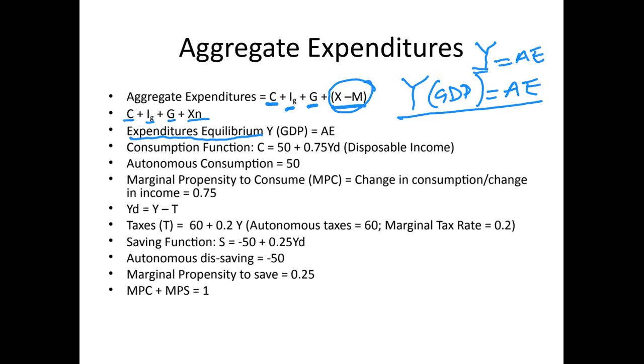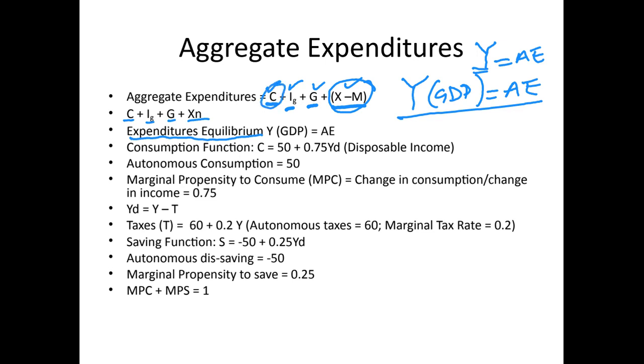Now, once we know expenditures equilibrium and aggregate expenditures, what we are going to do is study all these components individually. How? First, we start with consumption. What is consumption expenditure? So we write the consumption function, and this is the simplest form.